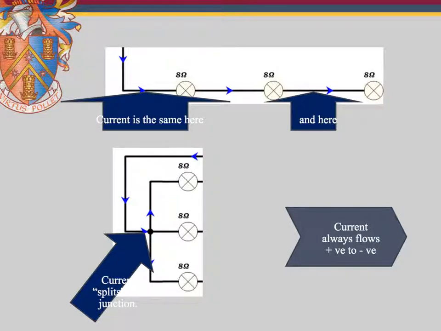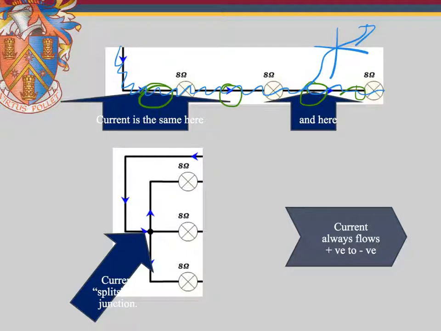So something else to do with current: current is the same everywhere in a series circuit. If we look at this point here, it's the same there, there, the current's always the same. It's like the flow of a river. Imagine that this was actually a river, so water's flowing along and it stays inside the river.